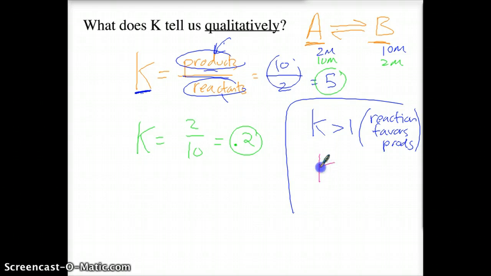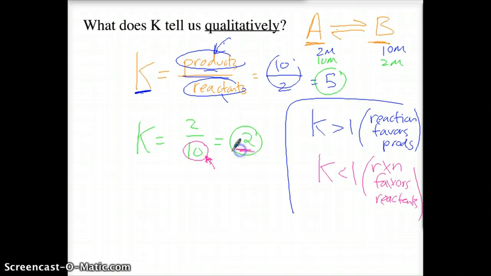However, if K is less than 1, then the reaction favors the reactants. Which means there will be, again, write this down, more reactants at equilibrium than products. As we can see here, since there's more reactants, the denominator is bigger, so when we divide by a bigger number, we get a number that's less than 1. And of course, if they were equal to each other, then K would be equal to 1, and the reaction doesn't favor either side. It's in the middle.